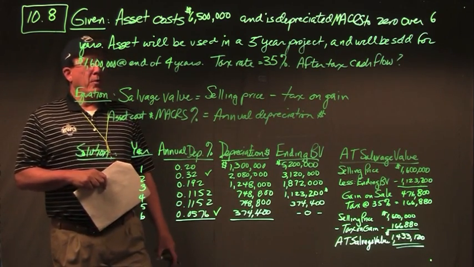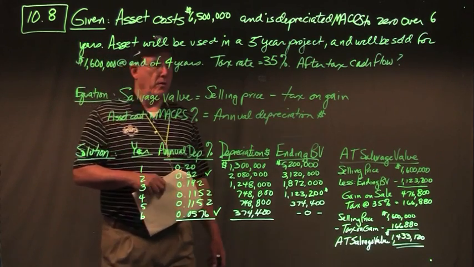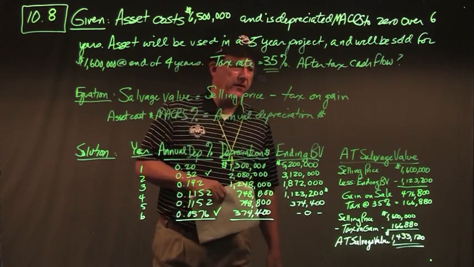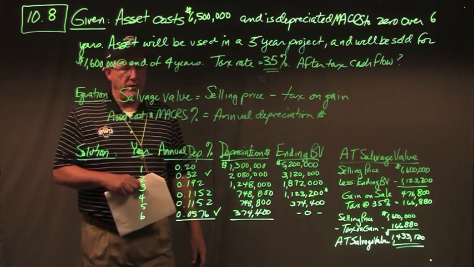We're going to sell this for $1.6 million at the end of 4 years. Now, will that be at a gain or a loss? We'll figure that out. And then the tax rate's 35%. What's the after-tax cash flow or after-tax salvage value?